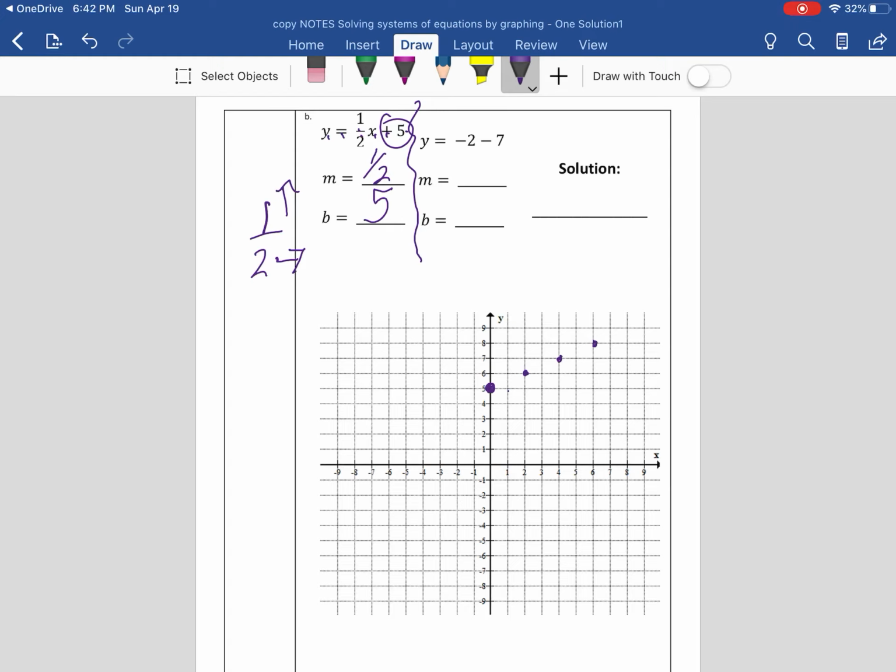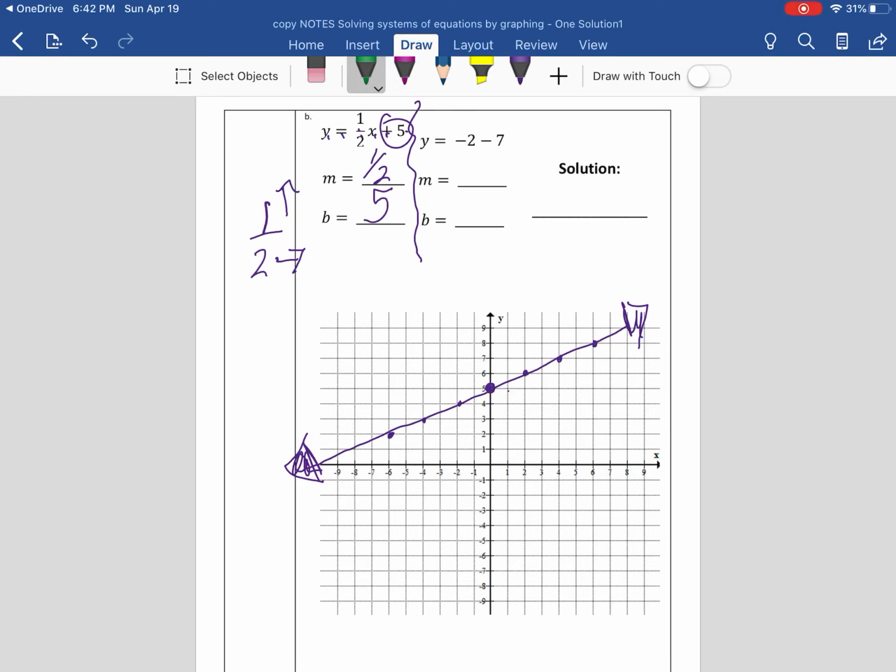Now let's go backwards. Instead of right 2, up 1, left 2, down 1. Left 2, down 1. Left 2, down 1. All right. Then you make your line to the best of your ability to make it neat for me, please. There, we just graphed y equals 1/2 x plus 5.